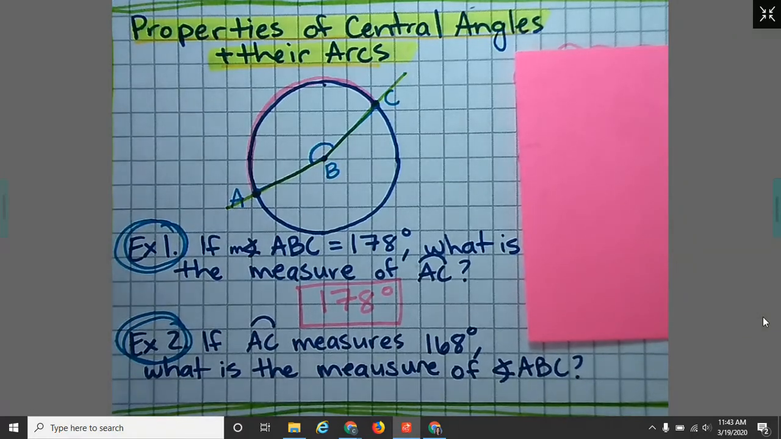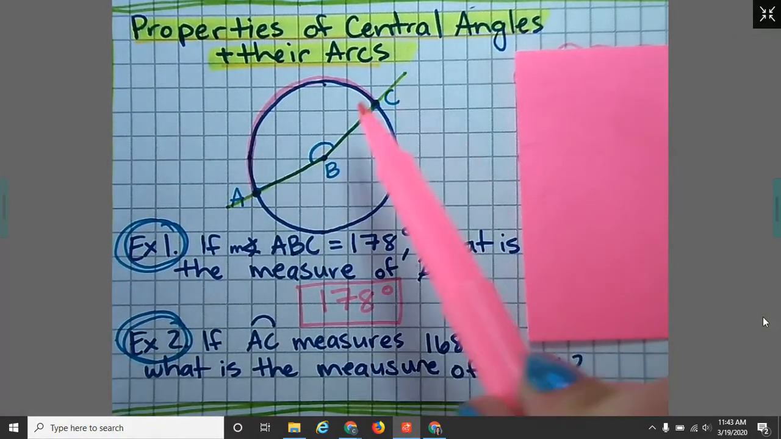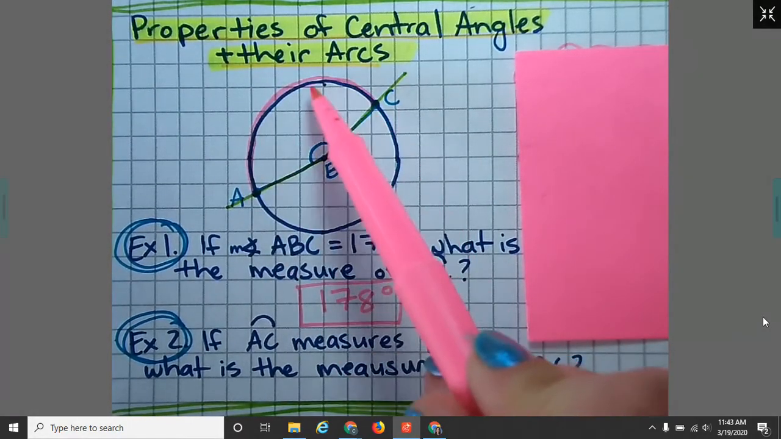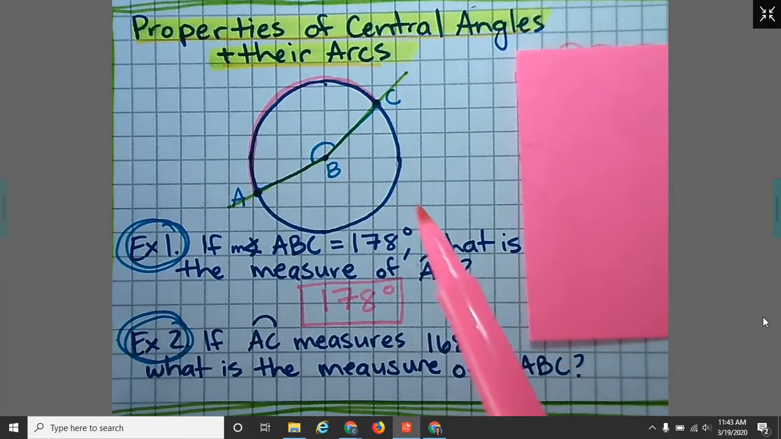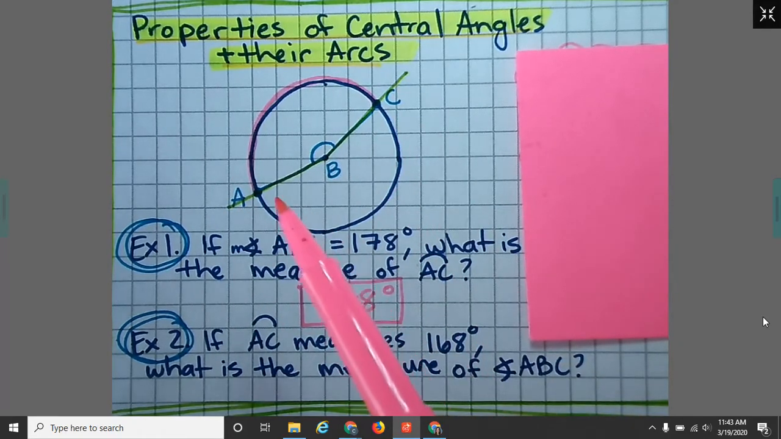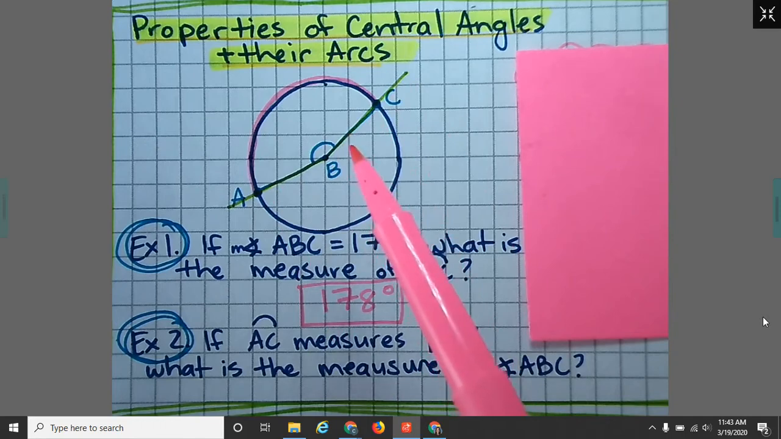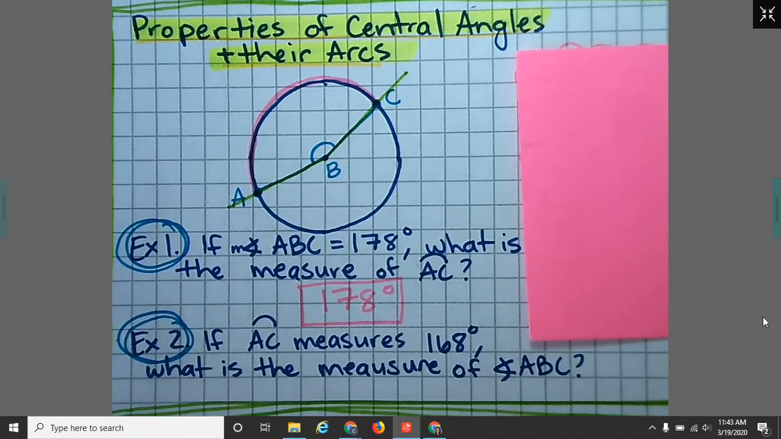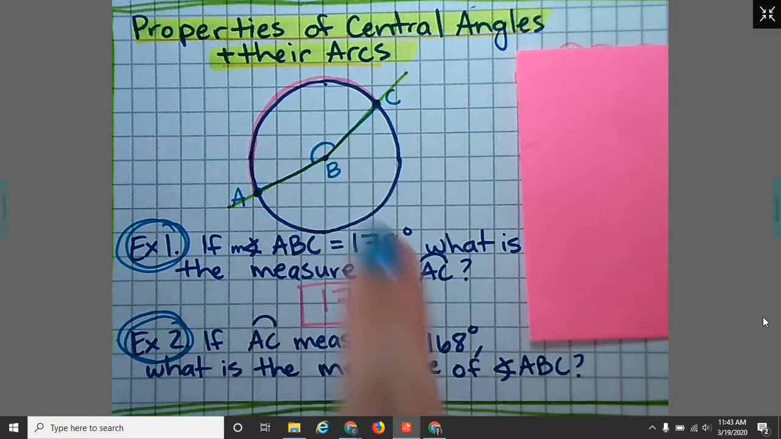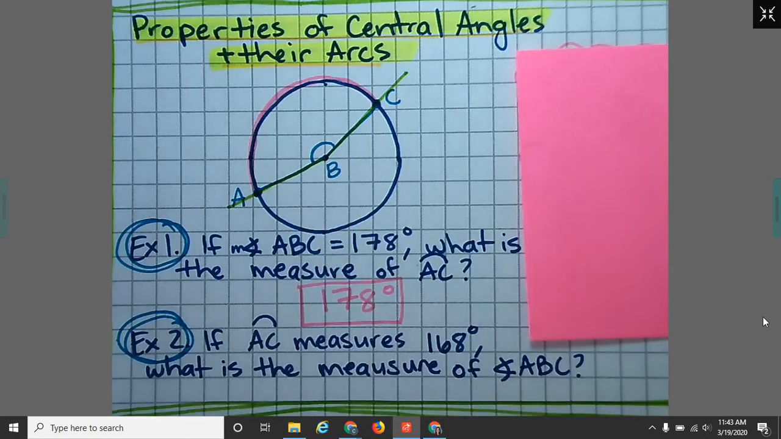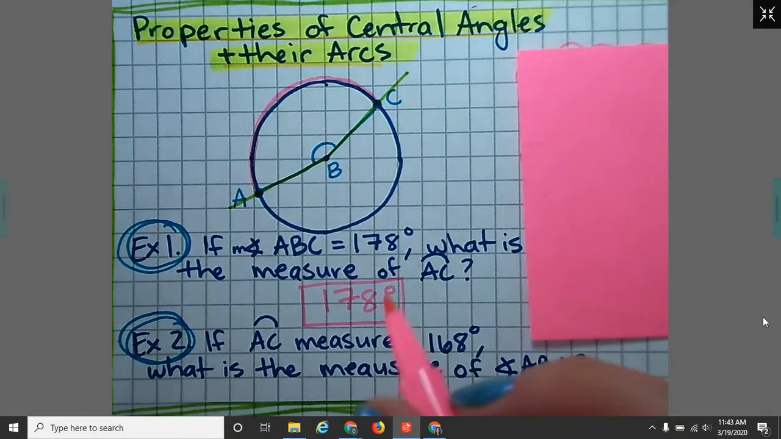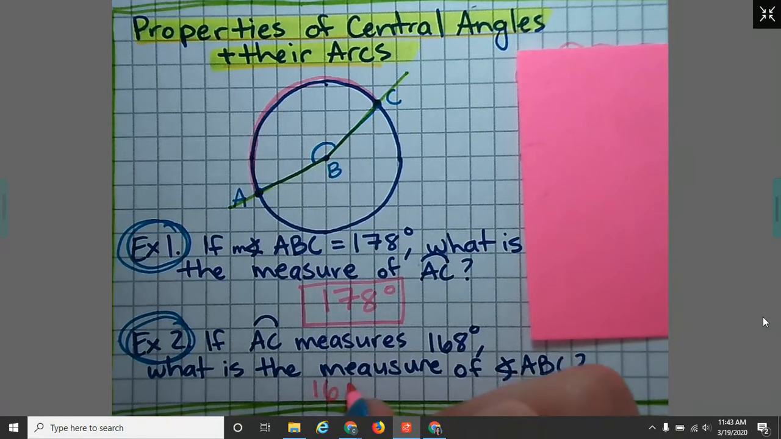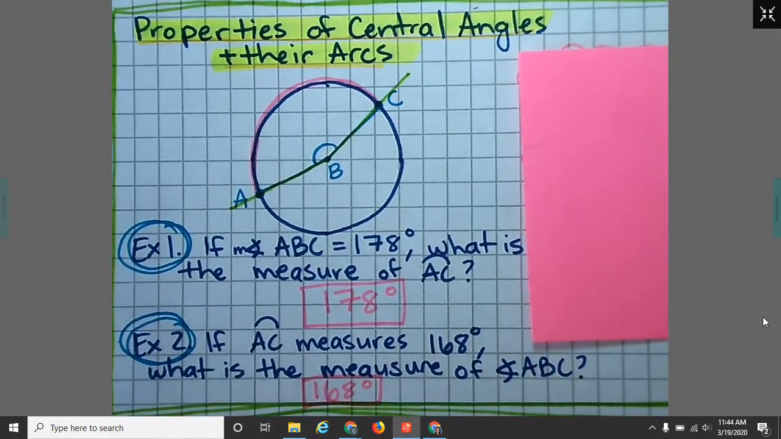Okay, if we're going in the reverse, so if arc AC equals 168 degrees, what is the measure of angle ABC? Well, same thing. So if the arc is 168, then the central angle is 168. So this is 168 degrees. So if you see a central angle, it's pretty easy.